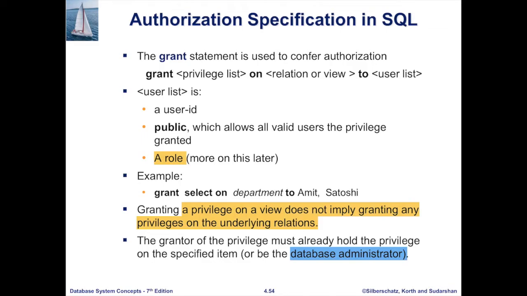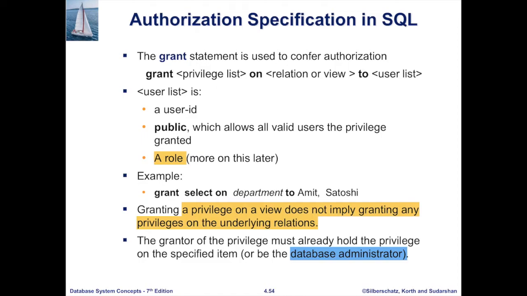So the format of the grant statement is as follows. We have grant privilege list on relation or view to a specific user list. Yung user list natin dito, the valid values are either a specific user ID, the keyword public, which allows all valid users the privilege granted, or a specific role. So we will discuss role in the succeeding slides.